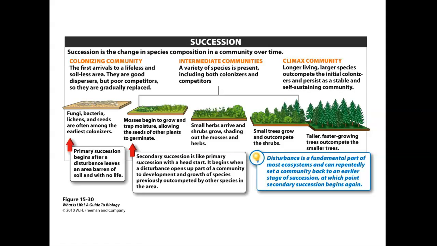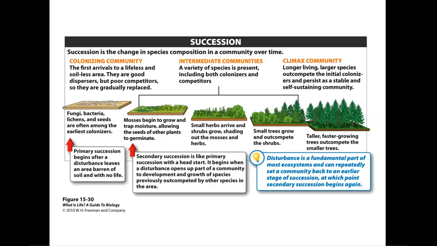So next we're going to see mosses beginning to grow and trap moisture, allowing seeds and other plants to germinate. This is part of your intermediate community. Then it's going to build up to small herbs that are going to then go to shrubs, and they're going to become shading out those mosses and herbs, and so they start to die out. Next is going to go to the small trees. They're going to grow and outcompete the shrubs. And then lastly, you're going to end up with the taller, faster growing trees that are going to outcompete those smaller shrubs. So with that first section, we had what was known as primary succession.